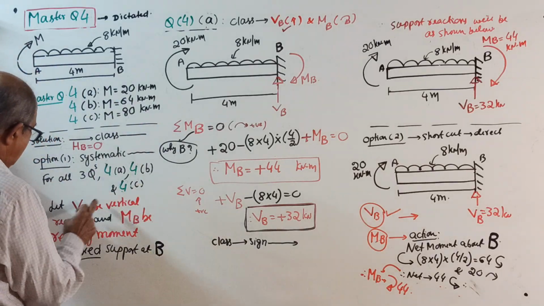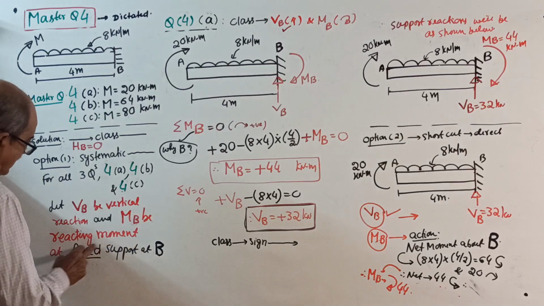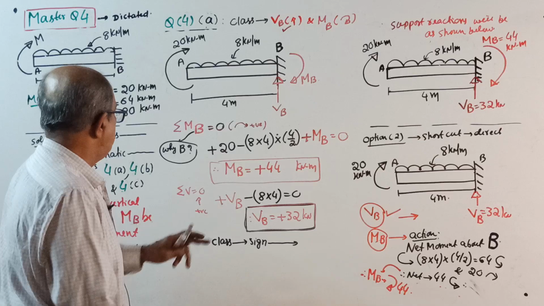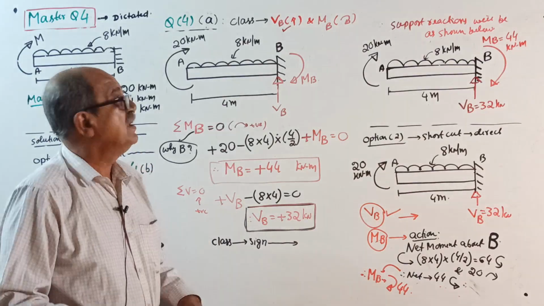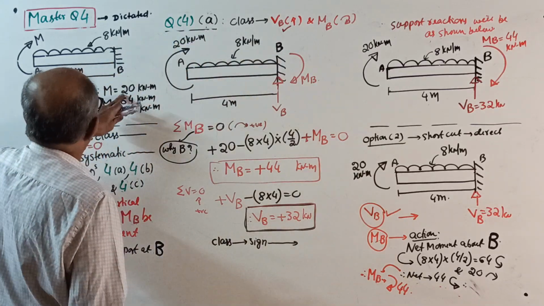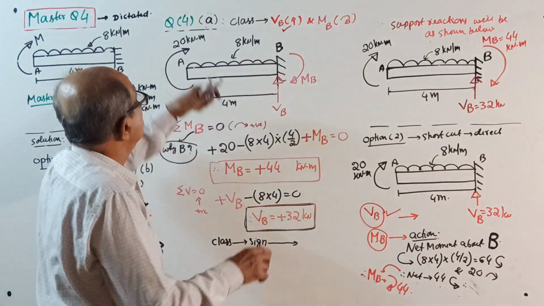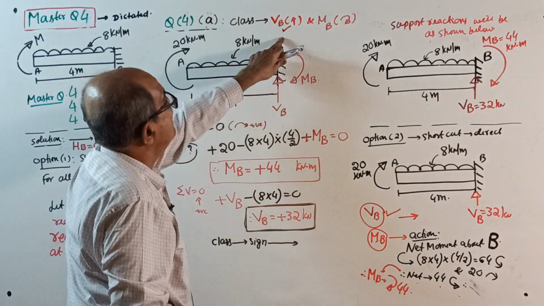You see, let VB be the vertical reaction and MB be the reacting moment at the fixed support B. Remember, still this is the traditional solution, still direction not given. Start. Solution for question 4A, that is when M equal to 20 kilonewton meter. Now load is down, so VB is up directly, clear.